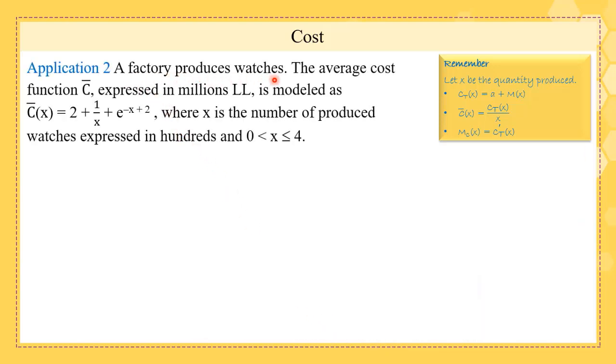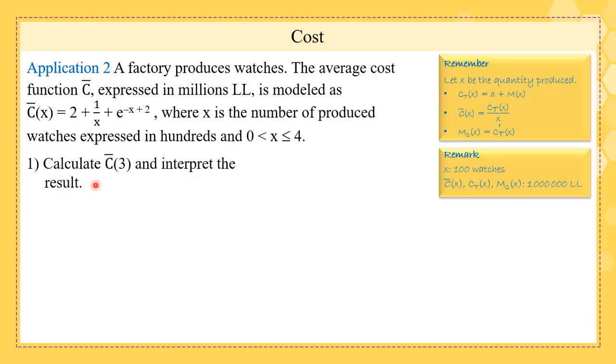Now, application 2. A factory produces watches. The average cost function C bar, expressed in millions of lira Lebanese, is modeled as C bar of x equal 2 plus 1 over x plus e power minus x plus 2, where x is the number of produced watches expressed in hundreds, and x is between 0 and 4, 0 excluded and 4 included. Remark: the unit of x is 100 watches. Also, the unit of Ct of x, C bar of x, and MC of x is 1 million lira Lebanese.